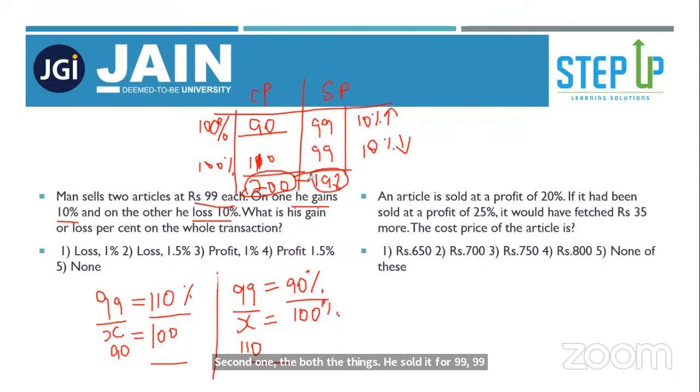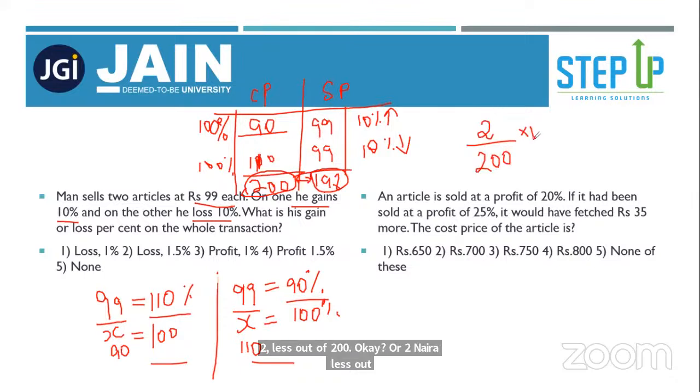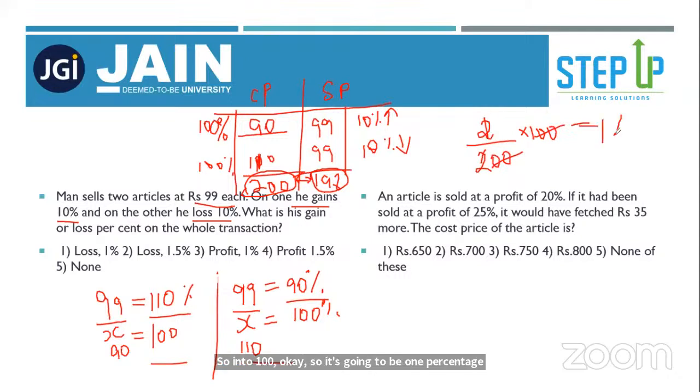So how much is it less? 2 rupees less out of 200. Okay, or 2 naira less out of 200 naira. So into 100. Okay, so it's going to be 1 percentage. So it is 1 percentage loss.